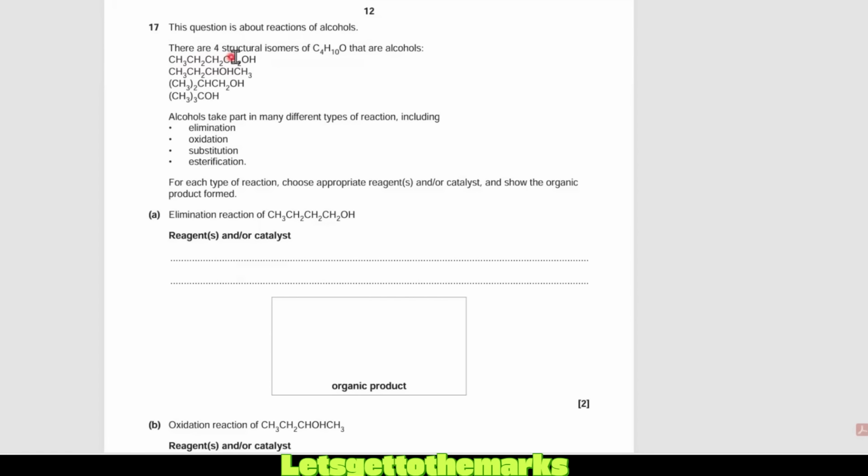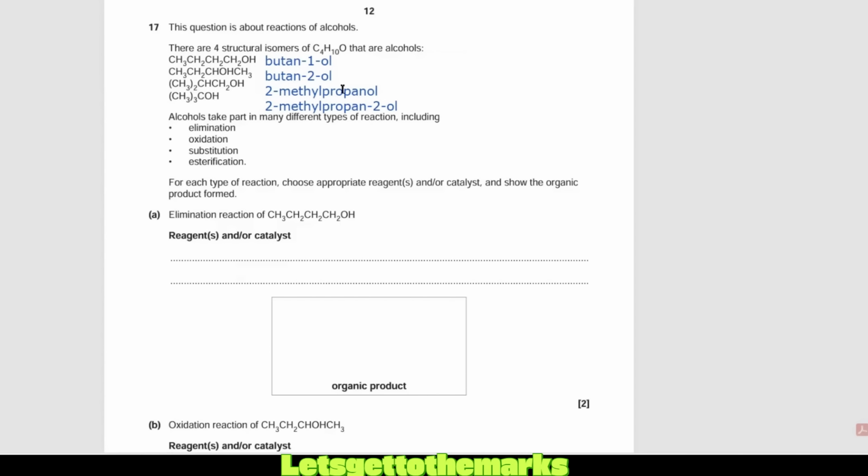All right. This question is about the reaction of alcohols. There are 4 structural isomers C4H10O that are alcohols. CH3CH2CH2CH2OH, that is butan-1-ol, I believe. CH3CH2CHOHCH3, that's going to be butan-2-ol. Then we have (CH3)2CHCH2OH, that's going to be 2-methylpropan-1-ol. And then we've got (CH3)3COH, which is going to be 2-methylpropan-2-ol.